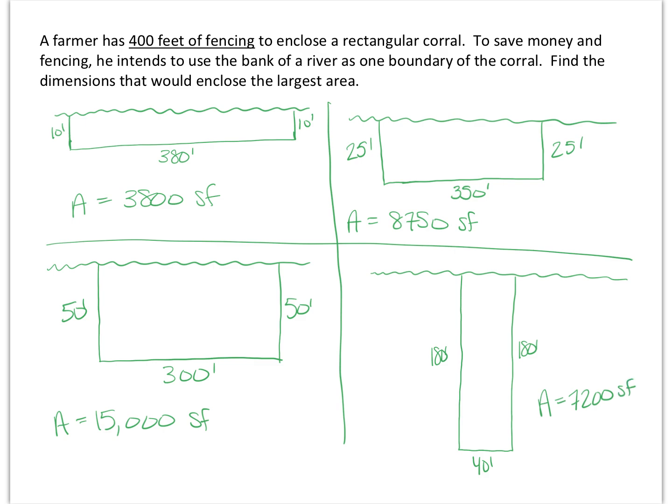Okay, so I have infinitely many options. For instance, who's to say that 30 feet isn't better than 50 feet, or 60 feet isn't better than 50 feet? I can't check every possible option. I mean, I guess I could check every possible integer option, but then what if the maximum area happens at 52 and a half feet or 52 and a third feet? I can't check every single possible option. This is where calculus helps us.